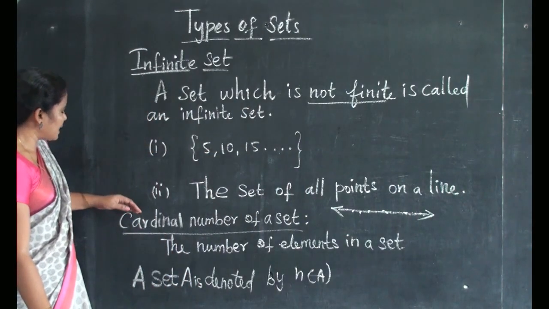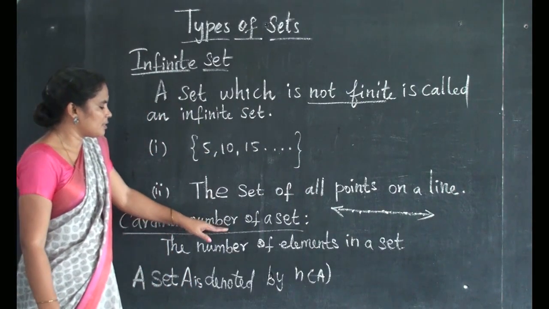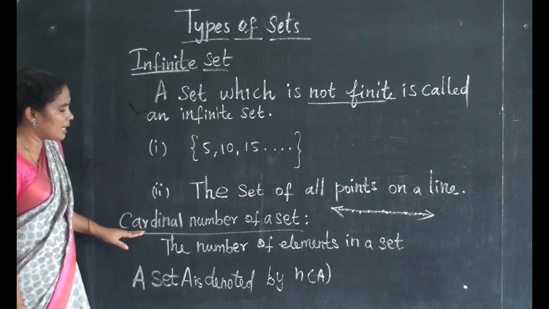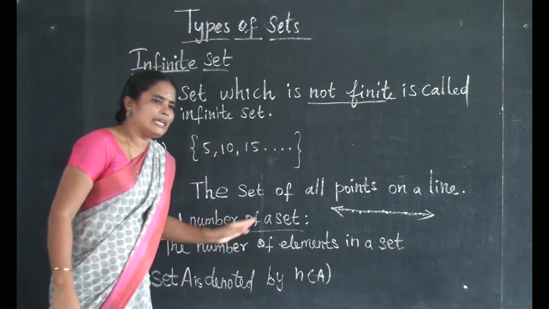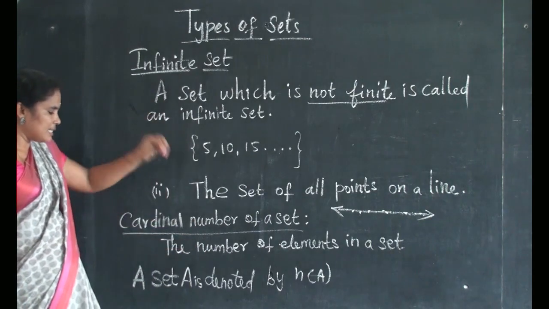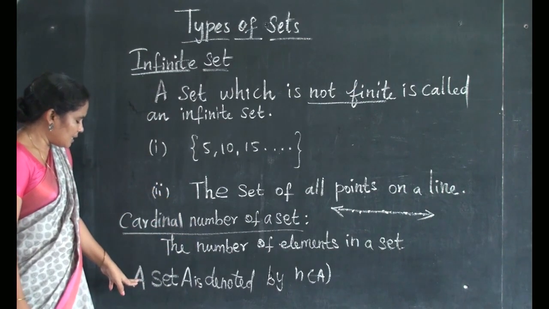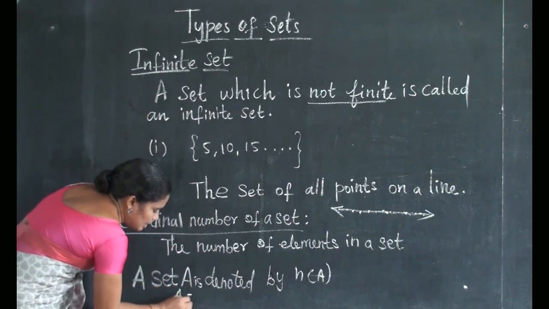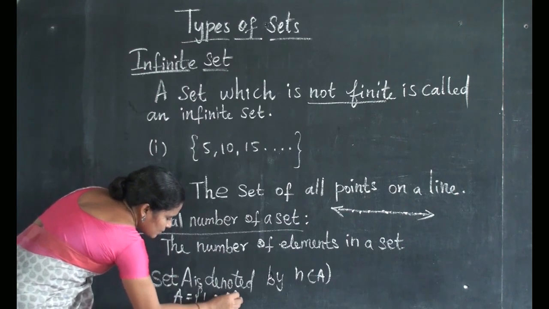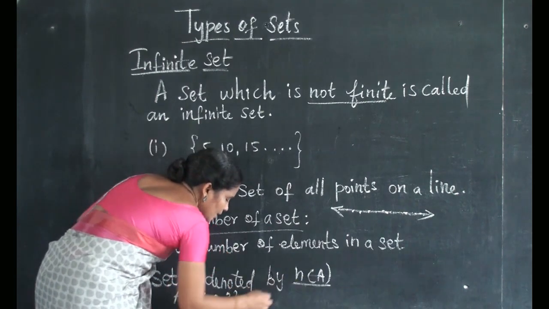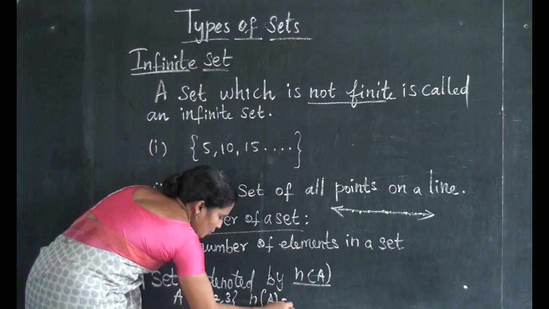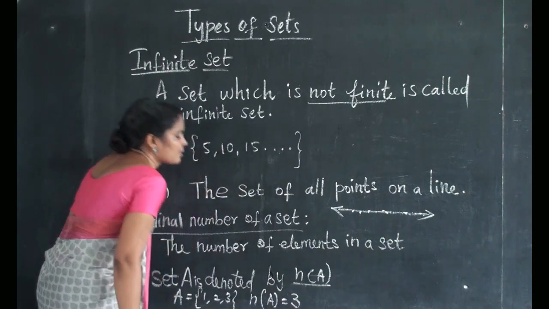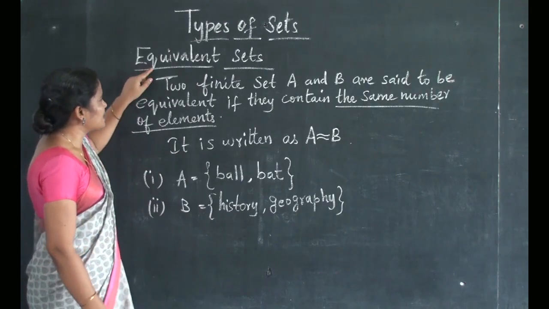Before moving to the next set, here we have the cardinal number of a set. To get a better explanation of finite and infinite sets, we must learn what the cardinal number of a set is. It is the number of elements present inside the set. For example, a set A is denoted by n(A). So A is equal to {1, 2, 3}. So n(A) is equal to how many elements are present? 1, 2, 3. So n(A) is equal to 3. Now let us move on to the next set, that is the equivalent set.